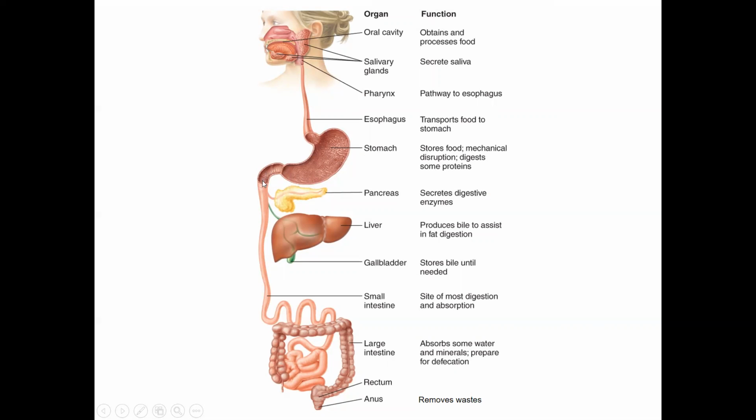Then after that, the food products reach the duodenum. The pancreas secretes the digestive enzymes. The liver produces bile and secretes the bile to be stored in the gallbladder. The bile is used to emulsify fat molecules into tiny droplets. Then the small intestine is the site of most digestion and absorption. The large intestine absorbs some of the water and minerals, and prepares feces. The rectum stores the feces temporarily, and the anus removes the feces.